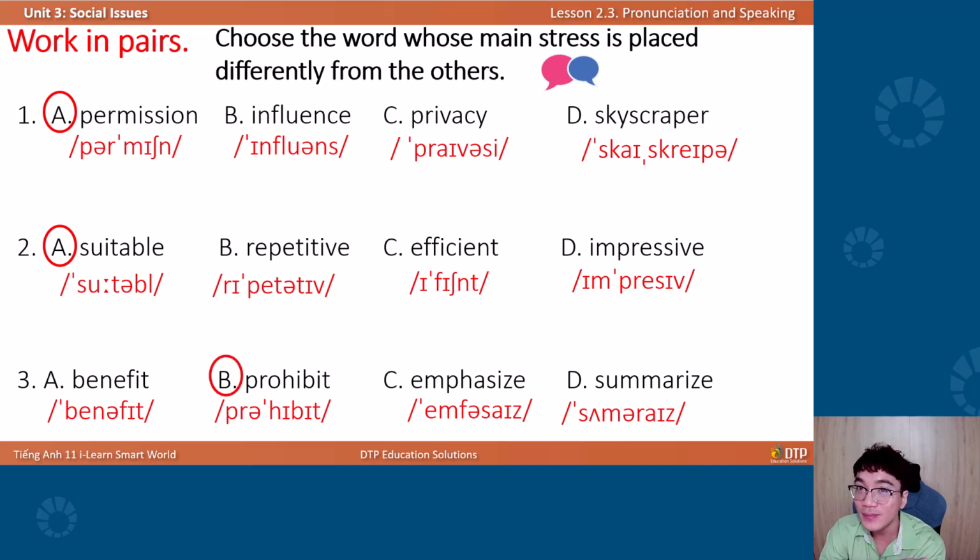Now can you read them to me? A. B. C. And D. So you choose prohibit, while the others are stressed on the first syllable. Benefit, emphasize, and summarize. Very good job.